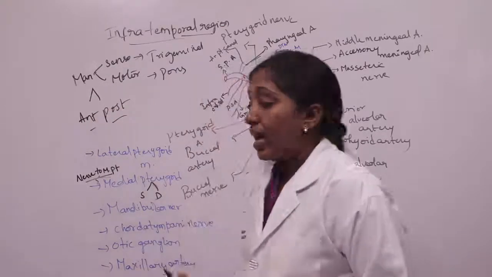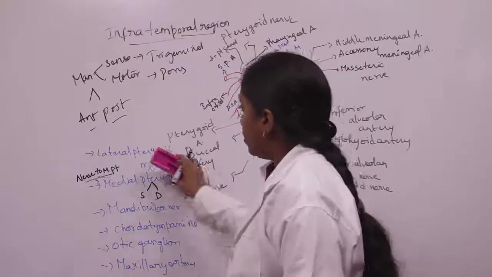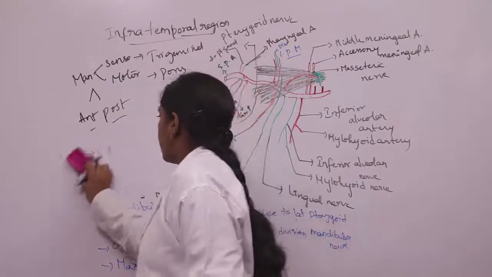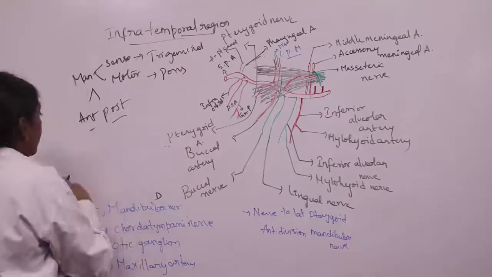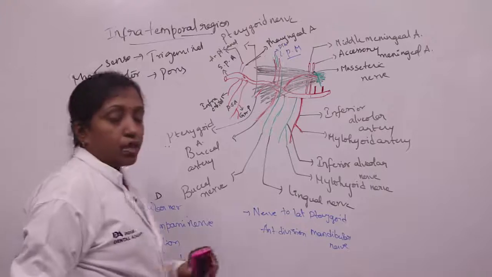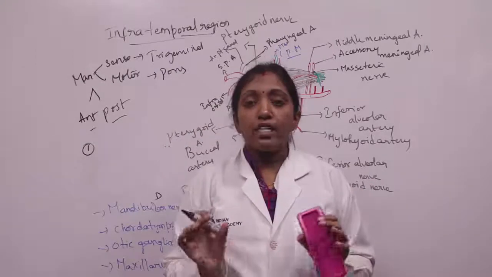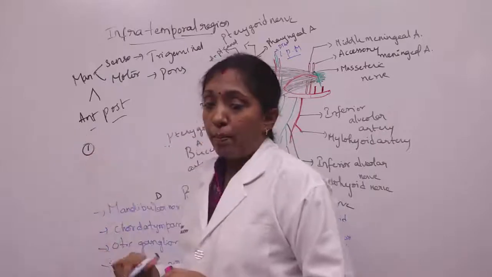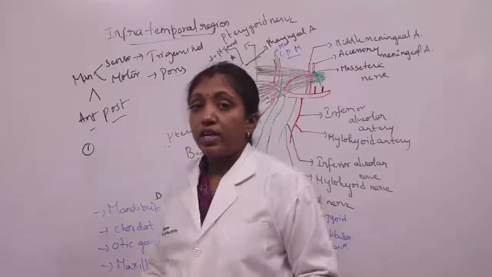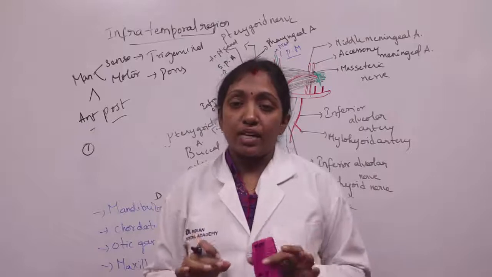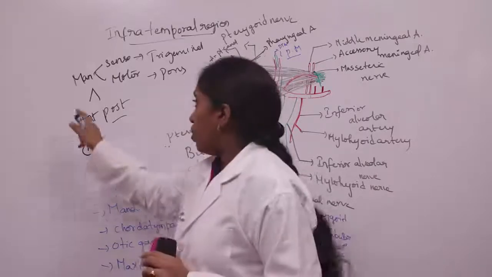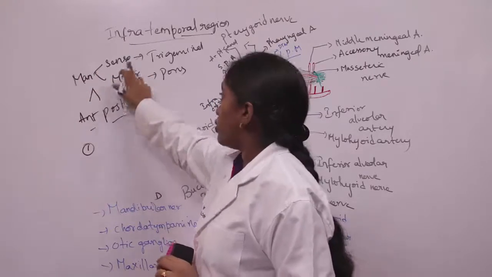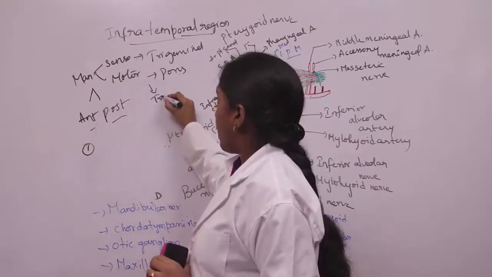Coming to the anterior division of the mandibular nerve, the anterior division is mostly motor and a small part is sensory, and the posterior division is mostly sensory and a small part is motor. So from the trunk of the mandibular nerve itself, the sensory root and motor root unite to form the trunk of the mandibular nerve.